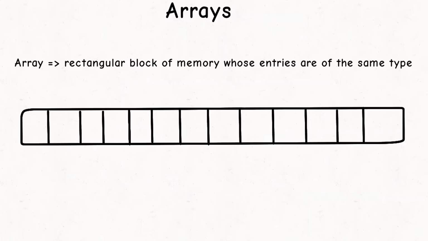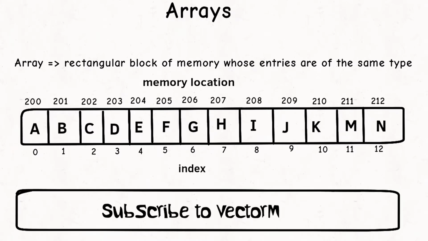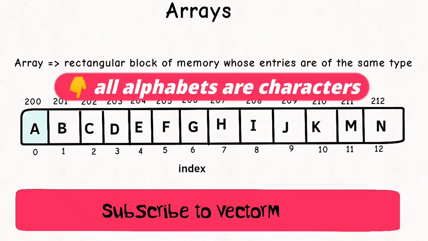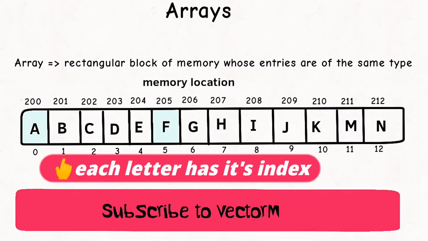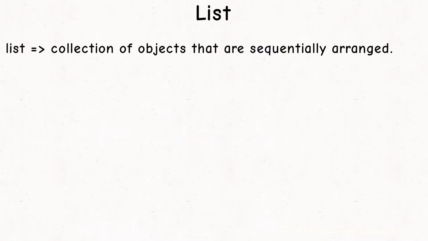An array is a rectangular block of data whose entries are the same type. For example, the array of alphabets. All the elements in this array are of the same type, and each letter in the array can be accessed using an index. Now let's talk about lists.